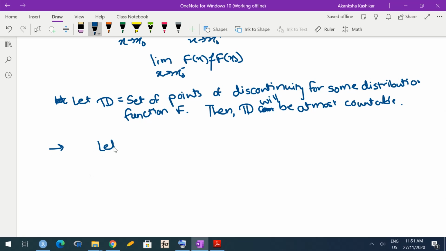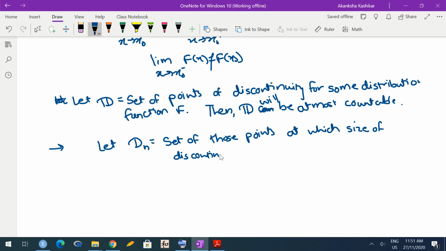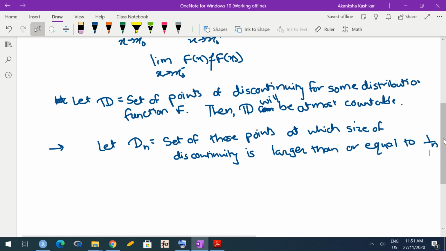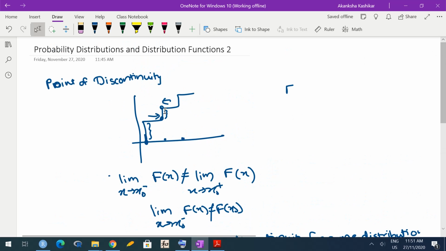So let D_n, now I am not writing script D, let D_n be the set of those points at which the size of discontinuity is larger than or equal to 1 by n. Now of course you might be thinking, what is meant by size of discontinuity? So size of discontinuity is nothing but the jump size or step size. The difference between right limit and left limit would be the size of discontinuity.